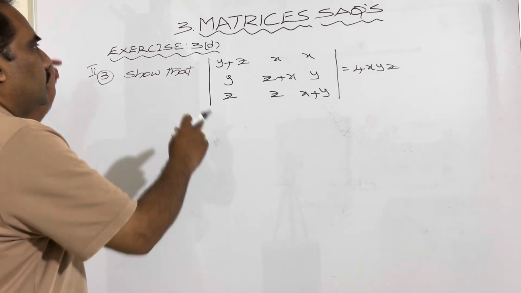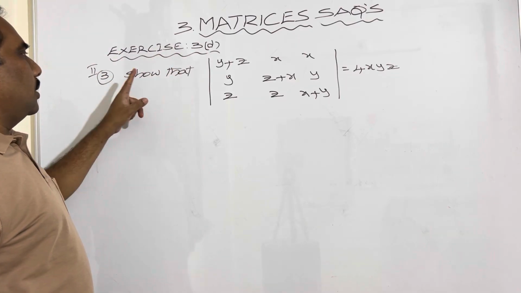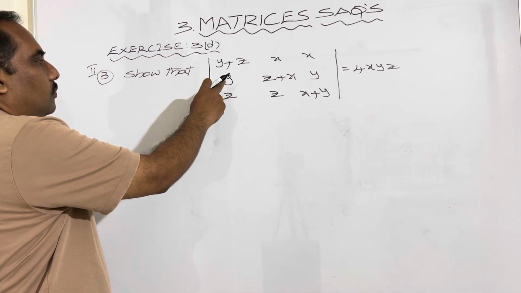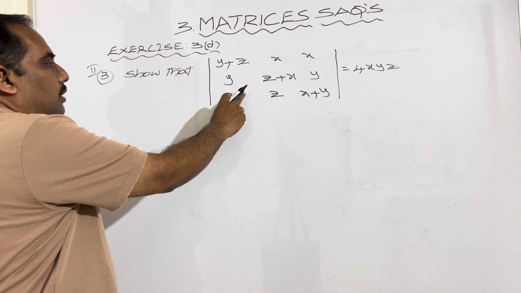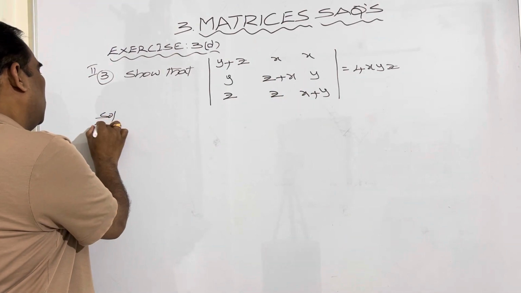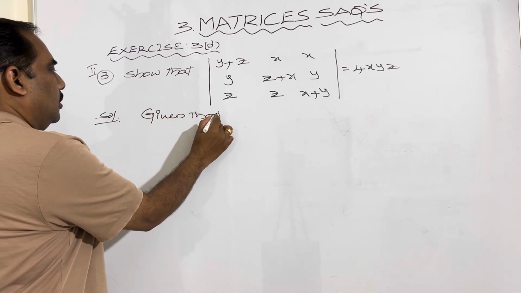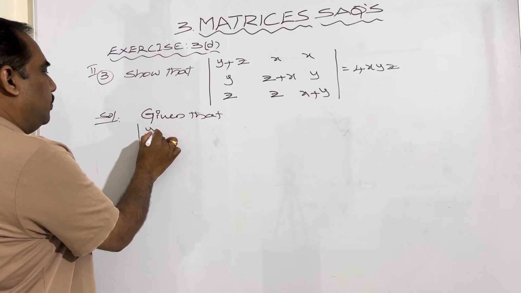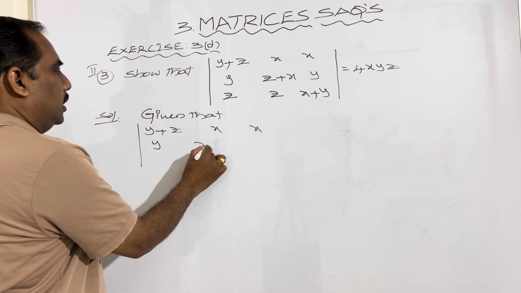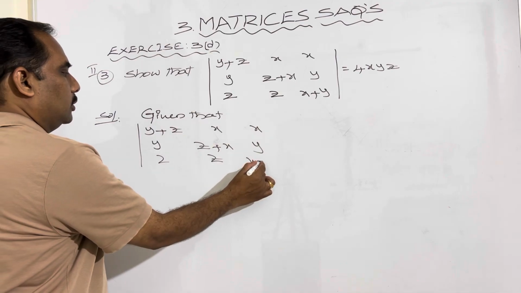In this video, we are going to discuss matrices, SAQs, exercise 3D, section 2, third problem. Show that the determinant of (y plus z, x, x; y, z plus x, y; z, z, x plus y) is equal to 4xyz. Now, here, given the determinant of (y plus z, x, x; y, z plus x, y; z, z, x plus y).